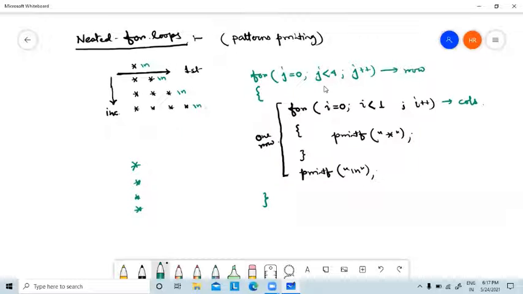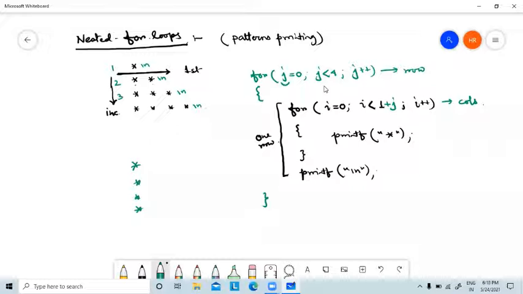Okay, so according to this picture, with the increase of row, the number of stars increases. So this is first row, 1 star, second row, 2 stars, third row, 3 stars. So it is increasing with row. Which one is representing row? The j variable is representing the row. So I will increase it, plus j.